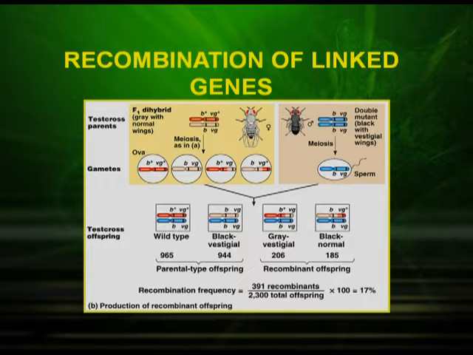Now, let us study from the following picture and example how the recombination of linked genes was studied by Morgan. He crossed the dihybrid female, grey with normal wings, with the male recessive one, a double mutant, that is, black with vestigial wings. Now, the gametes produced in the dihybrid female were of 4 types, and you can easily see the recombinants. That means the crossing over has taken place.